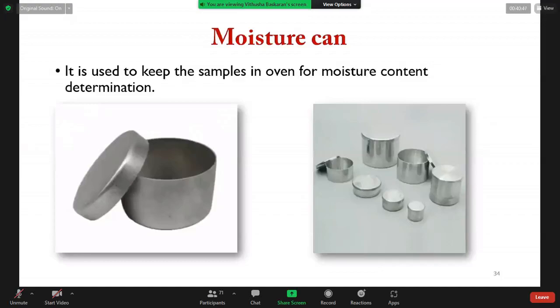And the moisture can, you can use this to keep the samples in an oven for moisture content determination. Okay, you can place the samples inside this moisture can, and then only you have to place it into the oven.